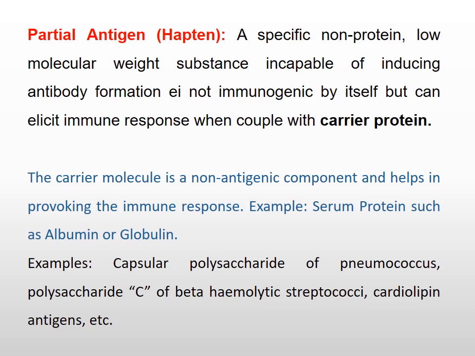They are, number one, mainly non-protein in nature. Number two, they are low molecular weight substances. Number three, they are incapable of inducing the immune response by themselves. And number four, they can elicit an immune response when coupled with a carrier protein. So, four special characteristics of partial antigen.